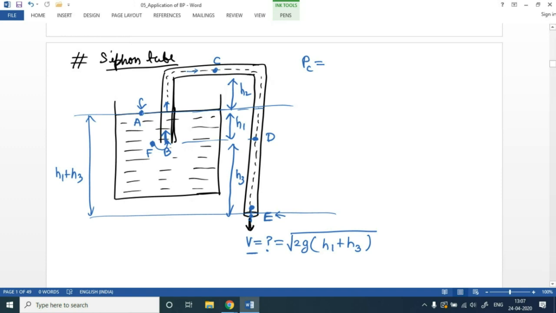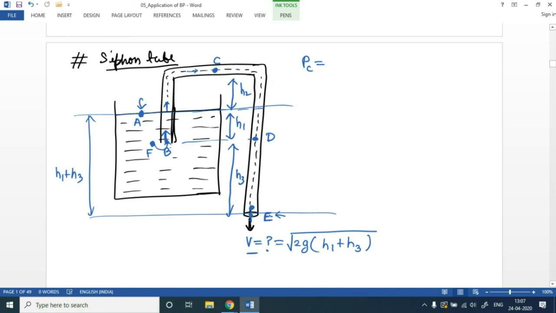You must realize, here the kinetic energy per unit volume is 0, but here the kinetic energy per unit volume, meaning half rho v squared term, is not 0. So in order to find the pressure at point C, it would be convenient to choose 2 points where there would be no difference in kinetic energy per unit volume. For example, point C and point E.